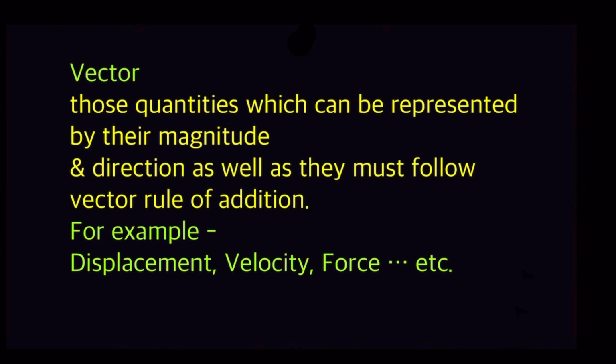they follow the algebraic rule of addition, are known as scalar quantity. The second quantity is vector quantity. Vector quantities must have three things. They must have magnitude, they must have direction, and they must follow the vector rule of addition. Examples are displacement, velocity, forces, etc.